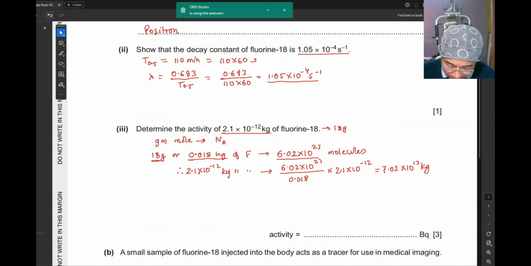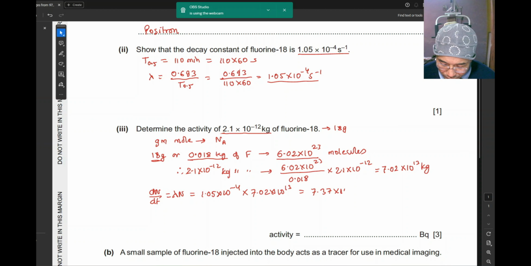Now our activity should be equal to dN by dt, which is equal to lambda N. Lambda is 1.05 into 10 to the power minus 4, into 7.02 into 10 to the power 13, and that gives us 7.37 into 10 to the power 9 per second. This can be noted as becquerel.